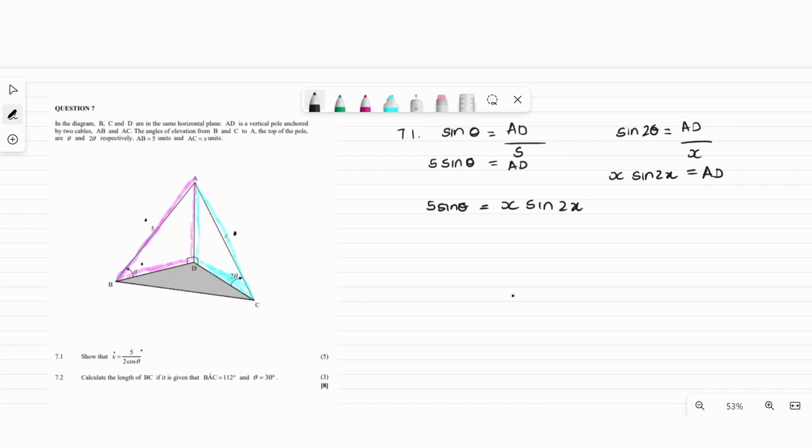In our question, they made x the subject of the formula, so let's do that. We divide both sides by sine 2 theta, so x is equal to 5 sine theta divided by sine 2 theta. Here I'm going to change the denominator into an identity: 5 sine theta divided by 2 sine theta cos theta. The sine theta and the sine theta cancel out, therefore making x equal to 5 divided by 2 cos theta. And I've answered the first part.